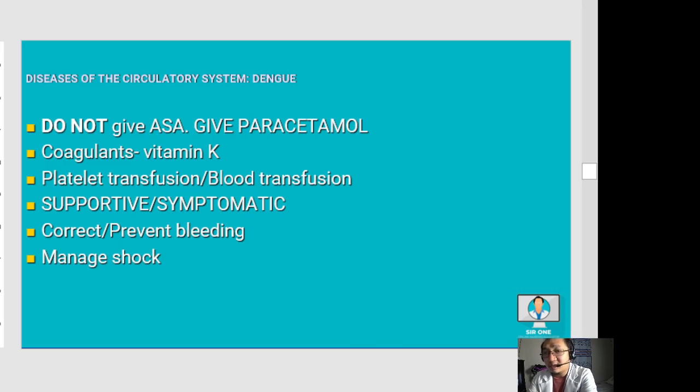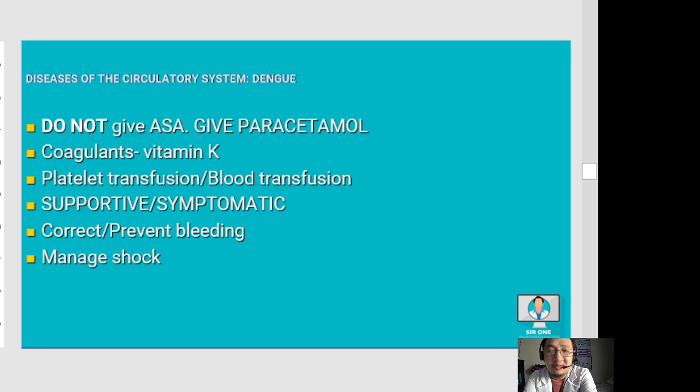Okay, for the other treatment and management, since dengue patients are prone to bleeding, it is emphasized on the screen that aspirin should not be given. Okay, because one of the actions of aspirin, though it's an antipyretic, is that it is anti-clotting. It has anti-clotting actions. So if it has anti-clotting actions, the more the patient will bleed.